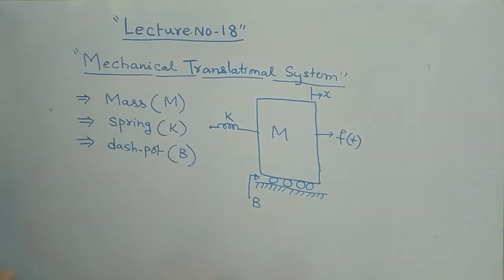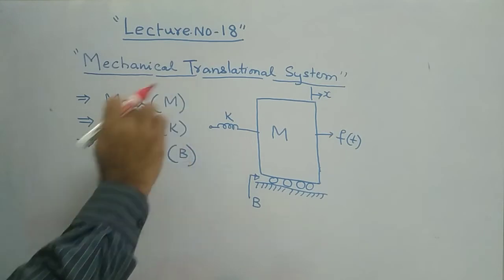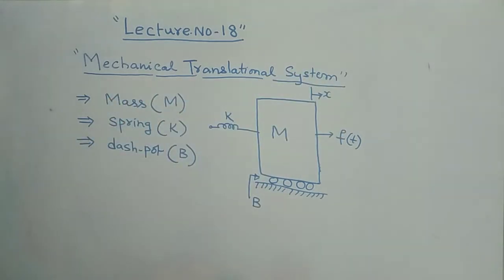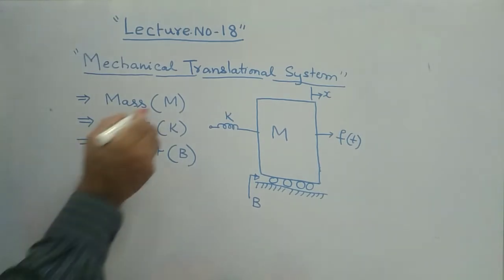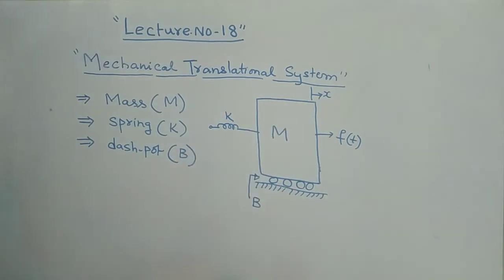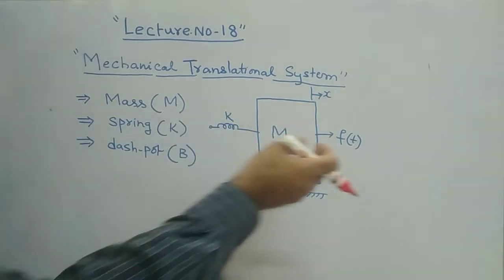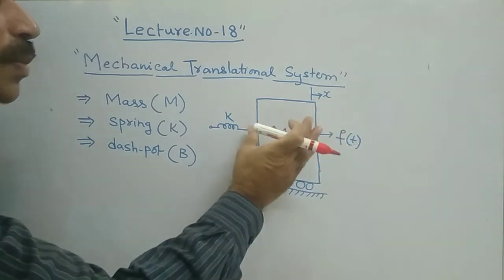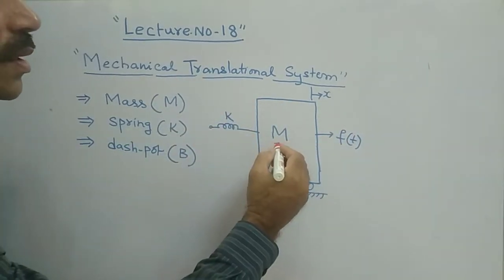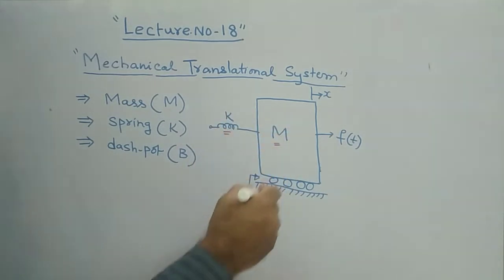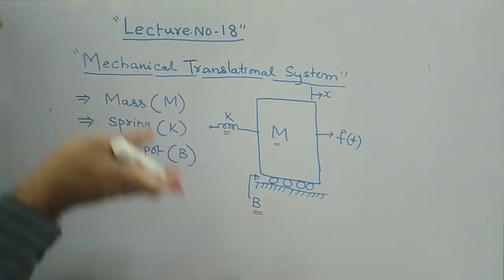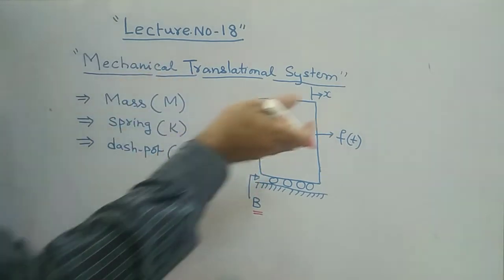Then in our previous lecture we have seen what is the basic relation between these three elements with respect to the displacement. According to Newton's second law, whenever you apply some force f of t on this particular body, these three elements, the mass element, spring element, and dash pot element, will perform their respective opposing force with the applied force.